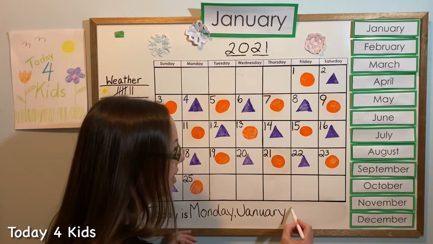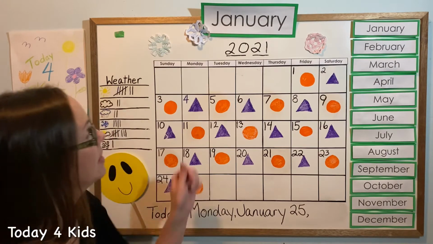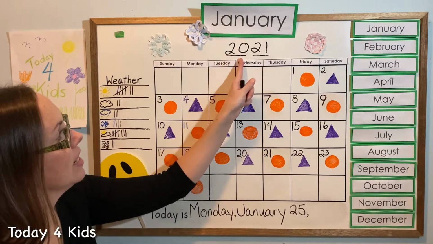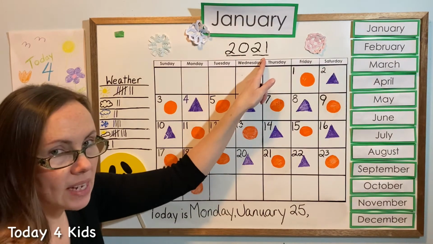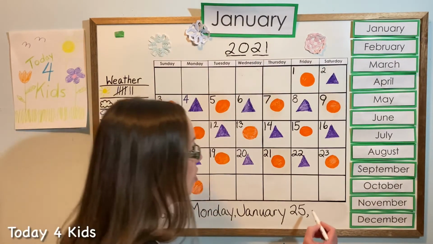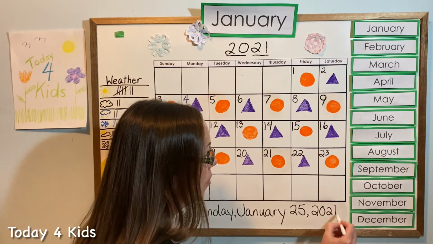And then we're going to put in the number. So 25, comma, and then we're going to put in the year, which is 2021 or 2021. You can say it whichever way you like. So we'll put a 2021, period.